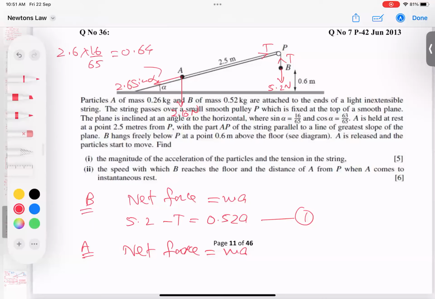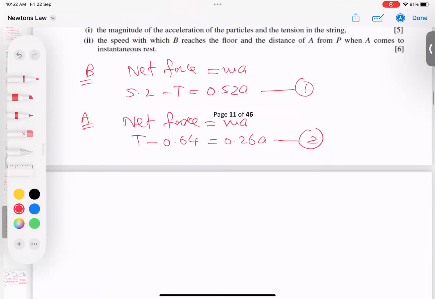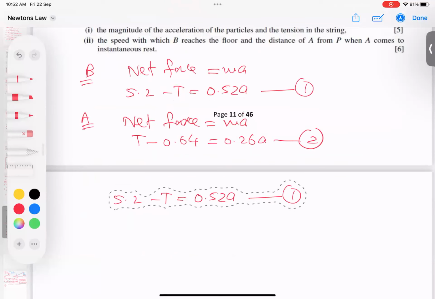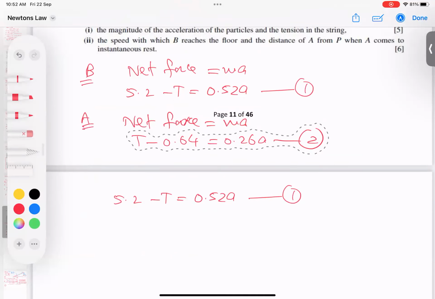So I am writing this as 0.64 because the system is going upward, so this is bigger and this is smaller. So I can say tension minus 0.64 equals MA. And what is the mass of the A particle? 0.26. Now, students, I'm going to solve them simultaneously. First of all, I copy this equation and paste it here, and then I do the same with this equation.